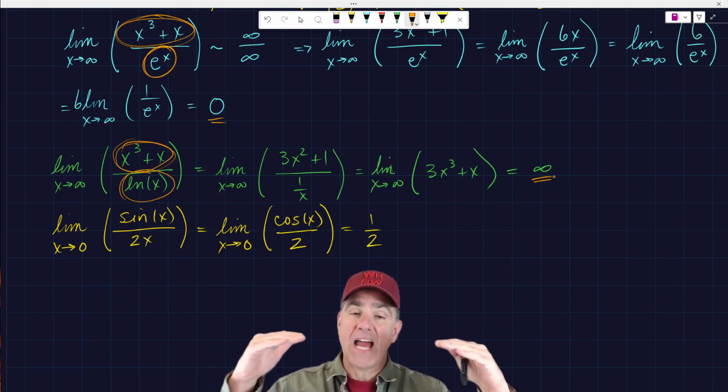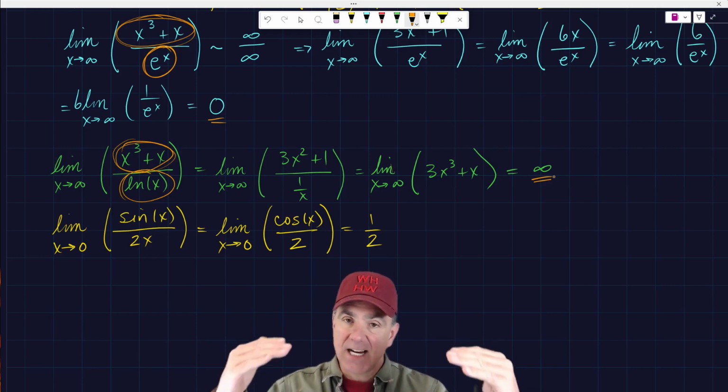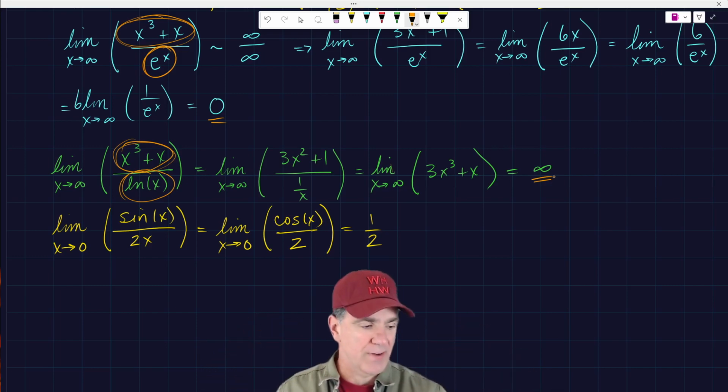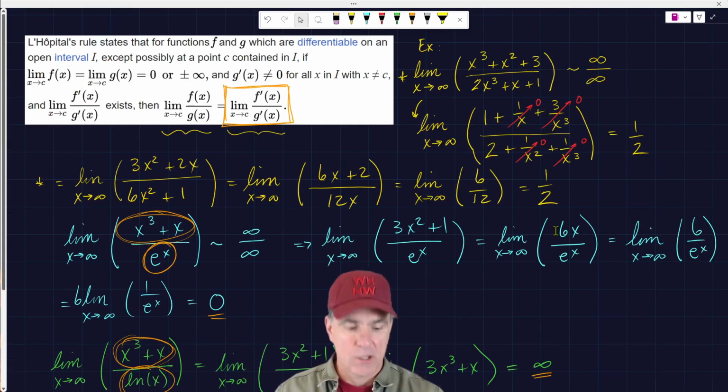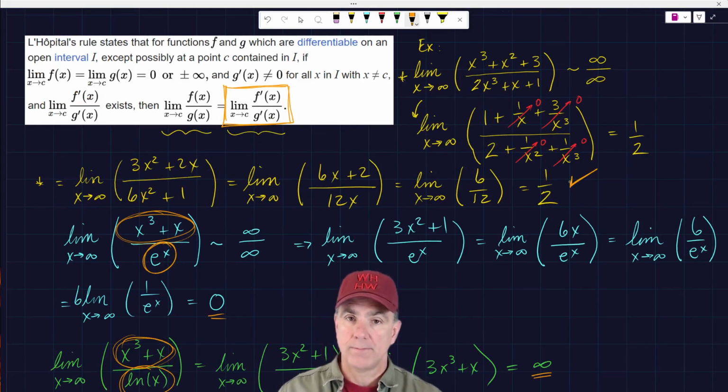And if there's a tie at the first derivative level, we take the second derivative. If there's a tie at the second derivative level, we take the third derivative. That's what we saw up here with this first example, which you've been doing with algebra.